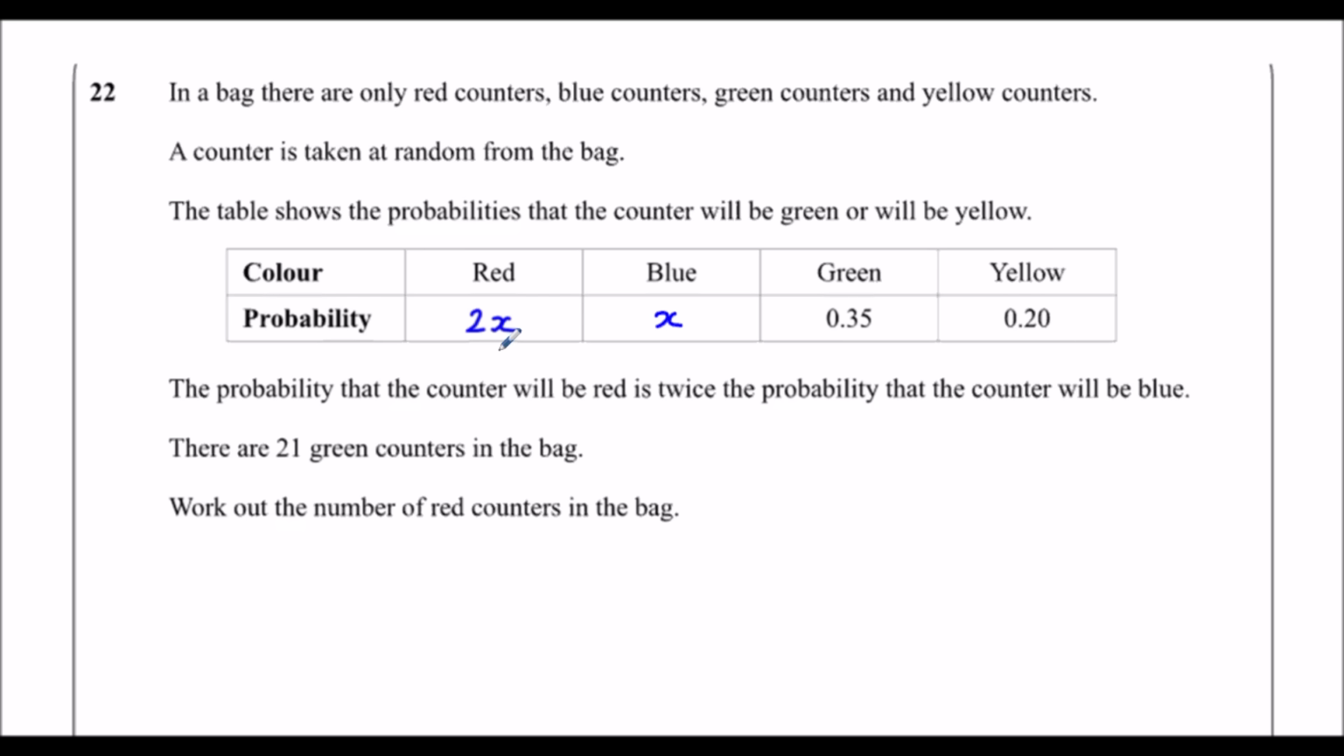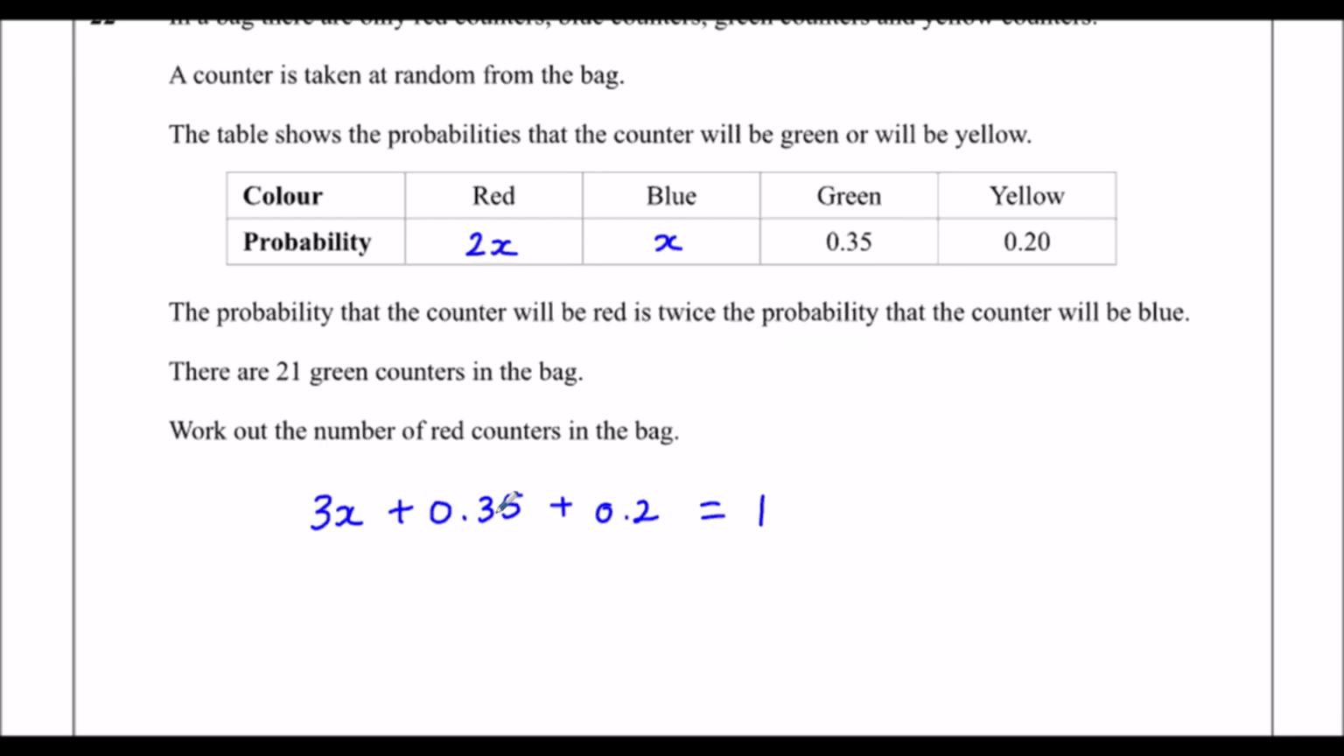We can work out what these numbers are because all the probabilities have to add up to one whole. So 2x plus x, which I'll call 3x, plus 0.35, plus 0.2, or 0.20, has to add up to 1. That's everything that can happen, so it must add up to 1. 0.35 and 0.2 make 0.55.